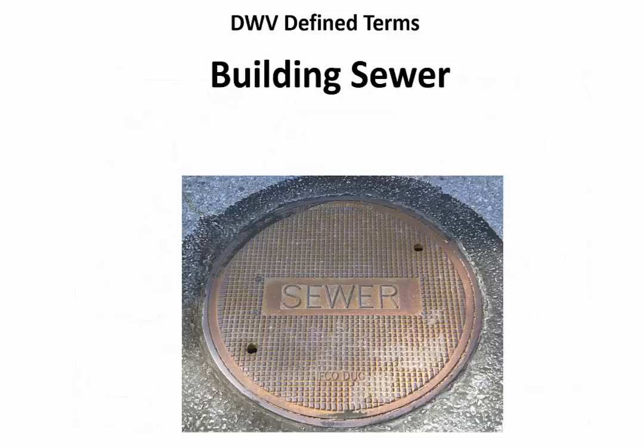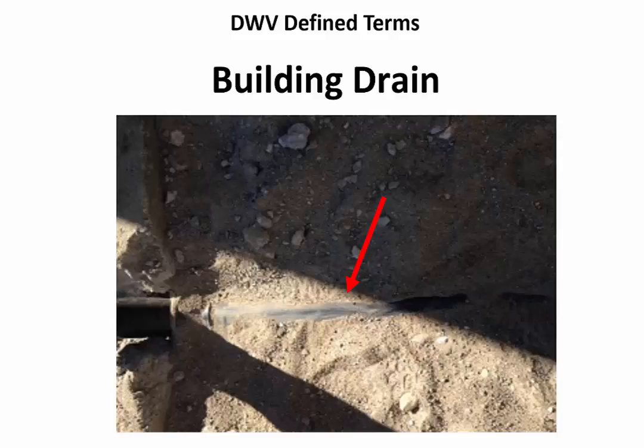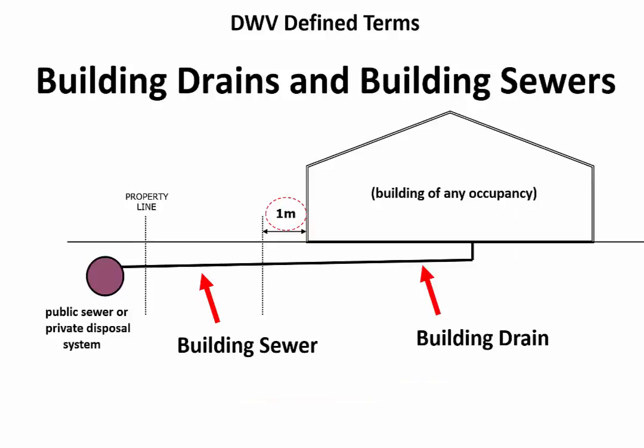Building sewers convey either sewage or stormwater to a public sewer, private sewage disposal system, or other approved location. The name building sewer starts when a building drain has exited a building for at least 1 meter. A building sewer is always downstream of a building drain. Building drains convey either sewage or stormwater to a building sewer. It includes the lowest horizontal sections that drain the main sections under a building. Building drains drain to building sewers. This illustration shows the relationship between the building drain and the building sewer.